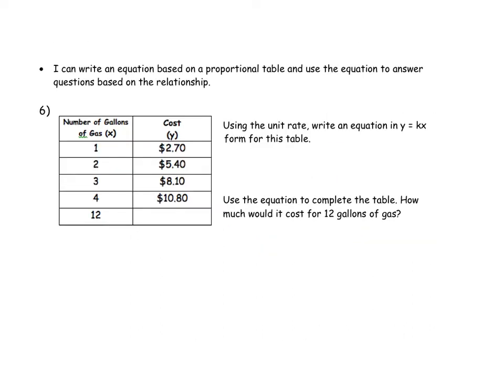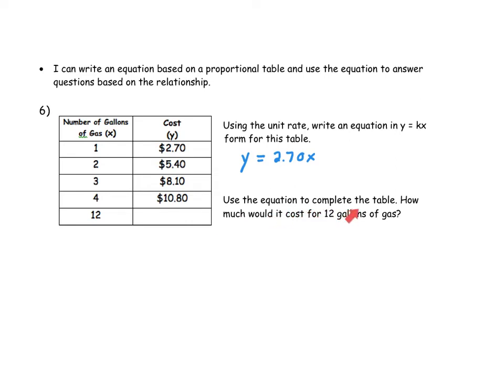Our final goal. I can write an equation based on a proportional table and use the equation to answer questions based on the relationship. Using the unit rate, write an equation in y equals kx form for this table. This is the same table we just used in exercise 5. Since the unit rate for this table is $2.70, it went where the k was in this equation.